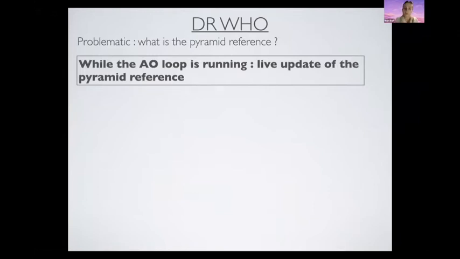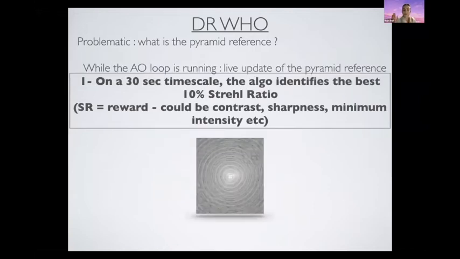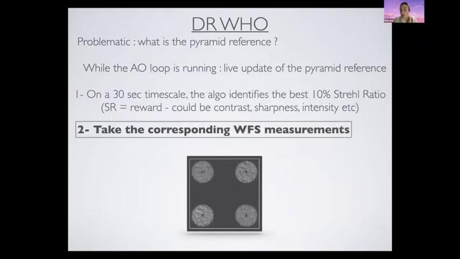So let me now introduce what the Drwho algorithm actually is. The idea is as follows. While the adaptive optics loop is running, we have a live update of the pyramid wavefront sensor reference. So we take a 30-second time scale, and the algorithm identifies the best 10% by Drwho ratio. It could be the Drwho ratio, it could be the contrast, the sharpness, the minimum intensity, basically any kind of reward that you want. And then you take the wavefront sensor measurements that correspond to those 10% best images on the short exposure PSFs.